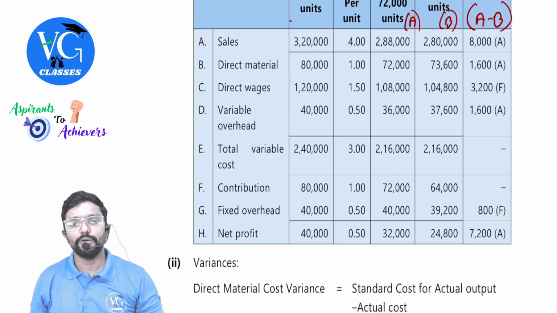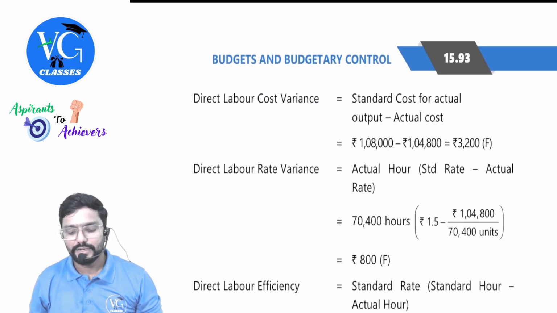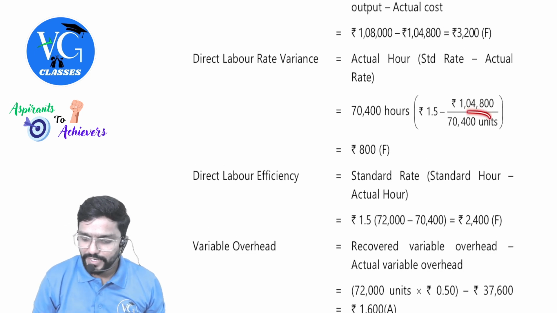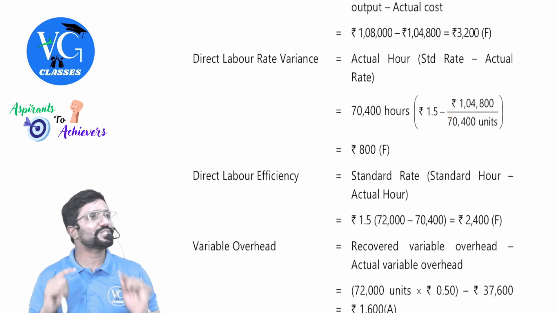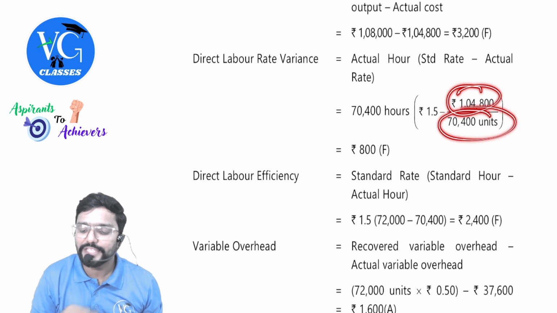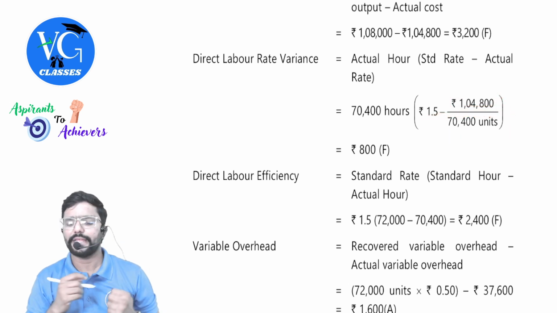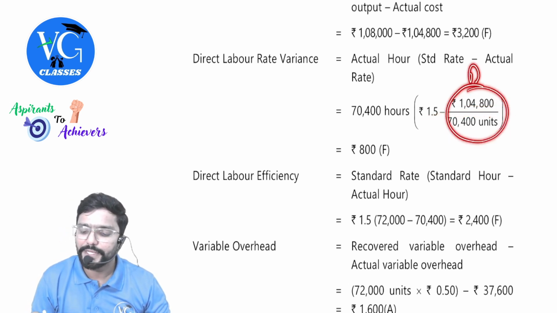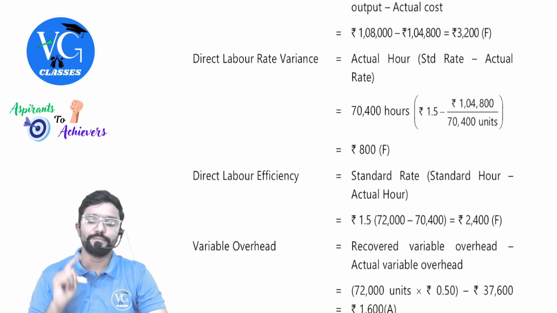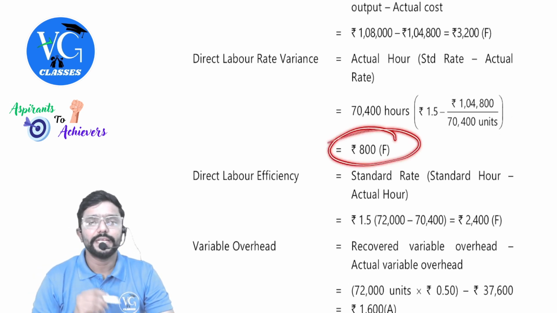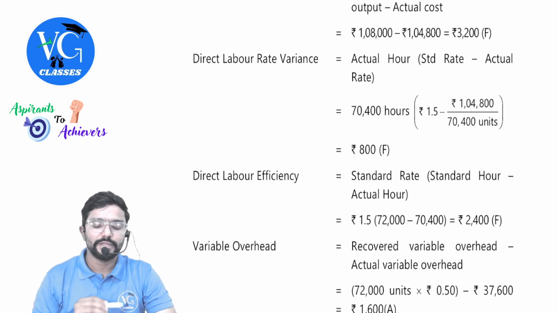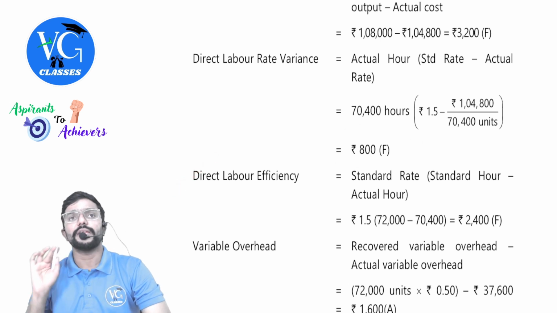1,04,800. That is for how many hours, guys? 72,000? Hey, that is standard hours you are telling. 70,400 hours. Guys, actual rate is for actual payment. Correct? So actual labor cost divided by actual hours worked or spent. Yes, sir. So you will get the actual rate here. Clear? 72,000 would be standard hours. Please be careful. How much is that? 800 favorable. 800 favorable. Then coming to direct labor efficiency.